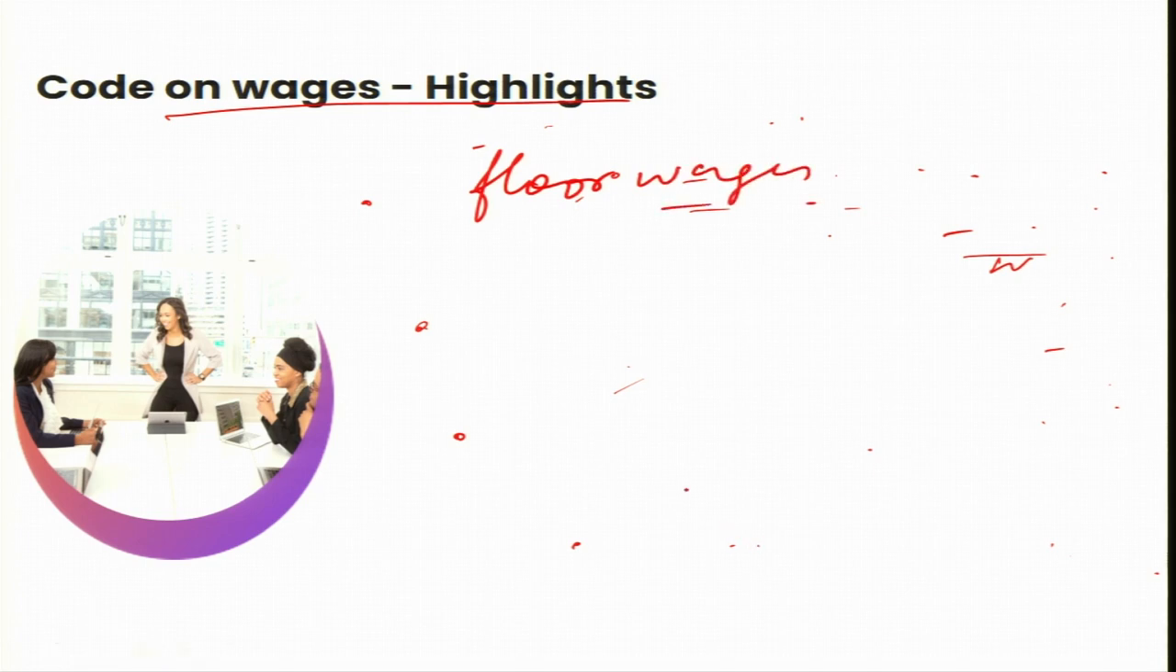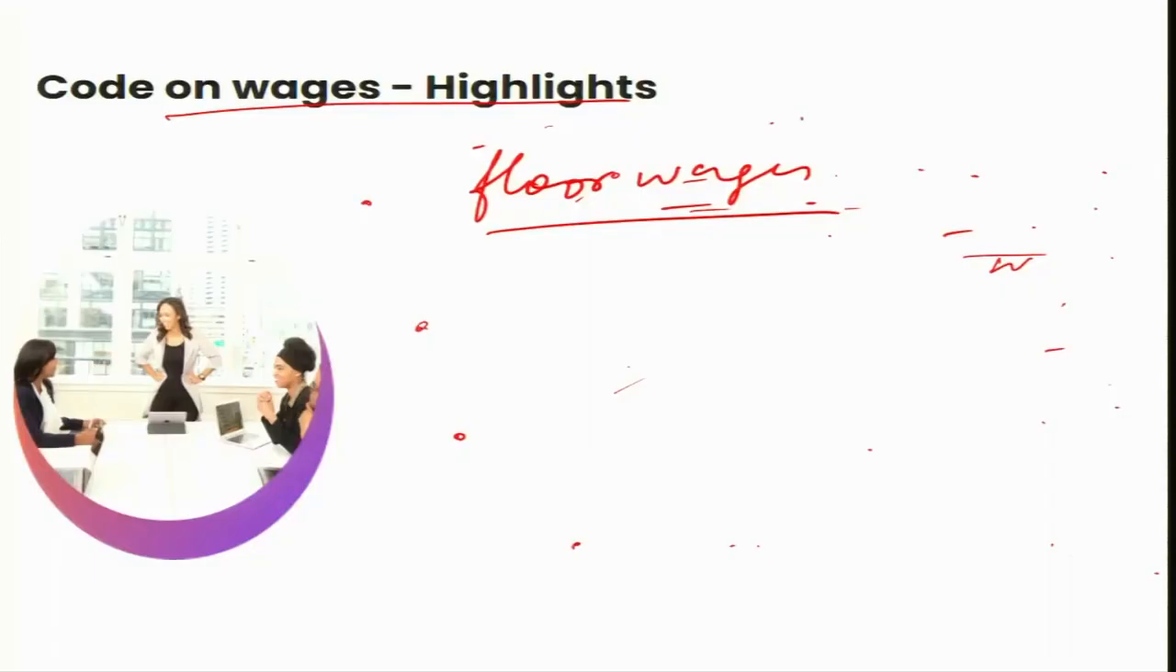So, the code talks about the power of central government to fix the floor wages, and especially in the cases when the individuals working in the organization are working for less than the normal day, what should be the basis for that? All these things are very well defined under the code on wages. If, for example, an individual is employed in two or more classes of work, how should the wages be administered? What should be the minimum piece rate wage? What should be the minimum time rate wage? All these things are discussed.